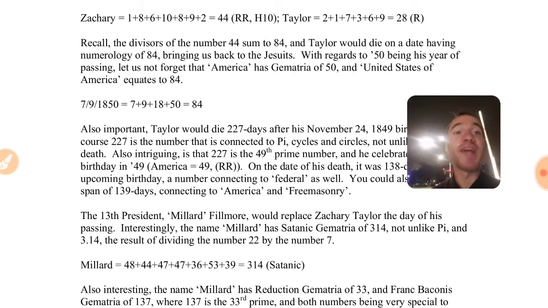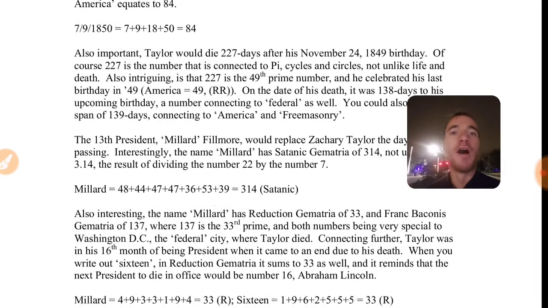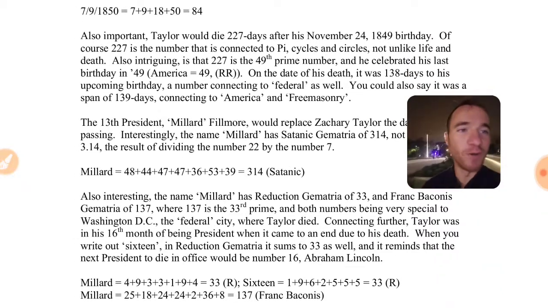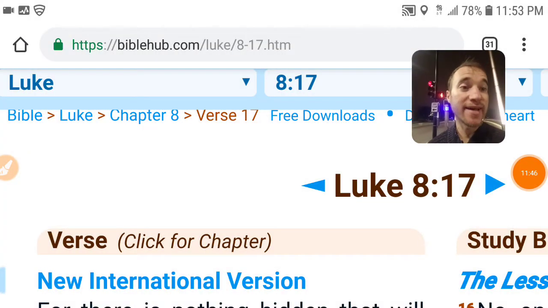Let us not forget that America has gematria of 50, and United States of America equates to 84. And July 9th, 1850, 7 plus 9 plus 18 plus 50 is 84, like Jesuit. Also important, it's like they're being exposed, right? It's the Bible verse, Luke chapter 8, verse 17.